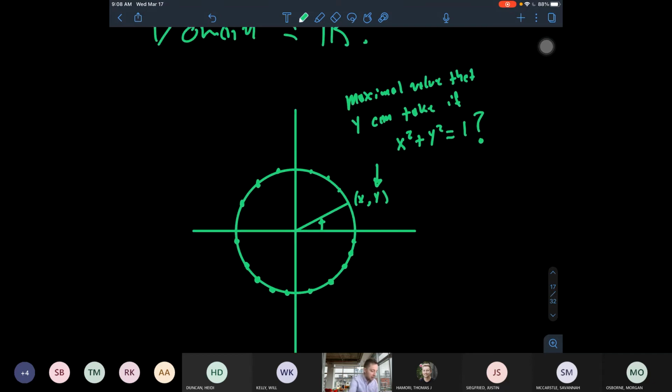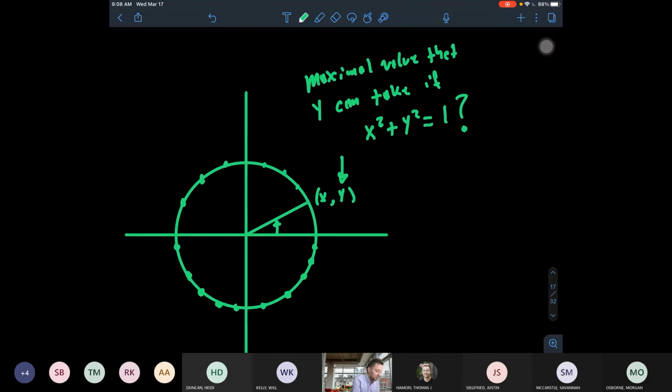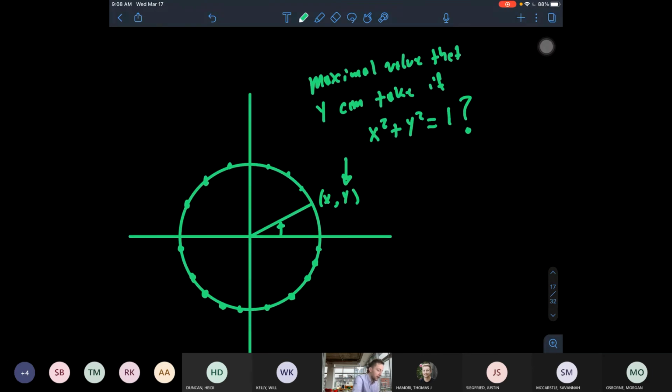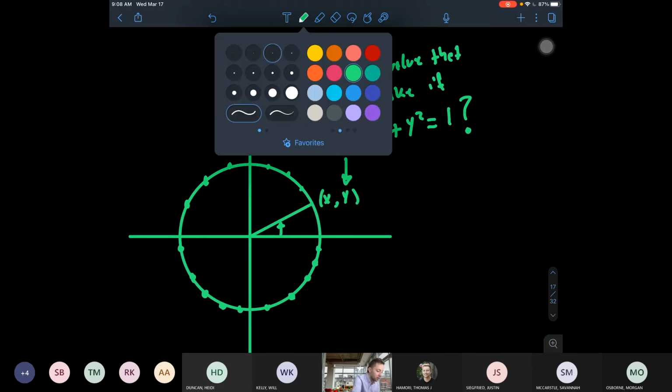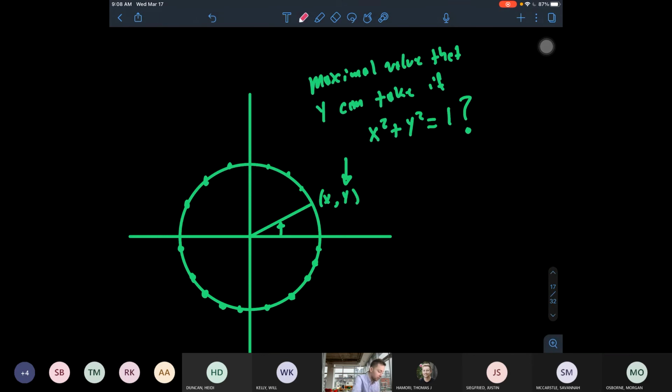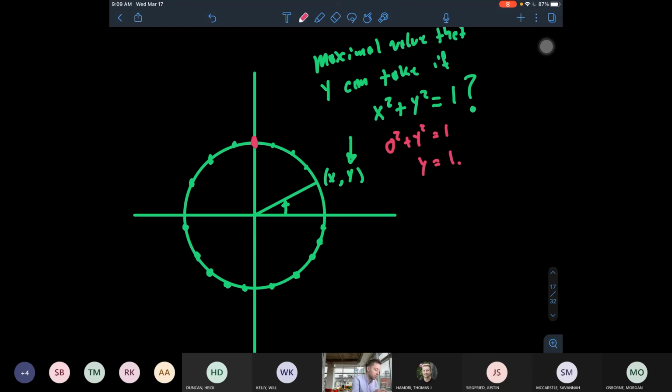Yeah, maybe this is too obvious of a question, right? The maximal y value that could possibly happen is just, well, which point on the unit circle is the highest? It's this point right here, and we know that at this point the x value is 0. So if we get 0 squared plus y squared is equal to 1, then we know that y should be equal to 1. That's how we maximize y. Okay, and likewise, the smallest possible value that y could take would be if we get y equals negative 1.